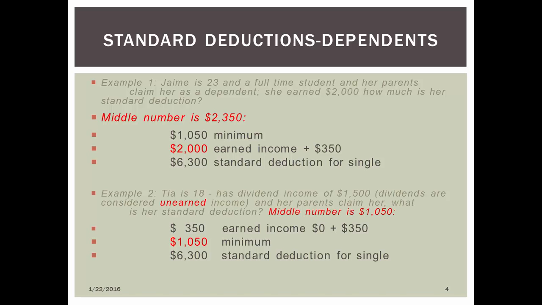Now we're going to put those three numbers in order from lowest to highest. So now the $350 is the lowest, then the $1,050, and then the $6,300. We circle the middle number, which is $1,050. That becomes her standard deduction, and we also take a look and ask, did she make more money than $1,050? If so, she has to file. She did. She made $1,500 of income, so Tia has to file a tax return.